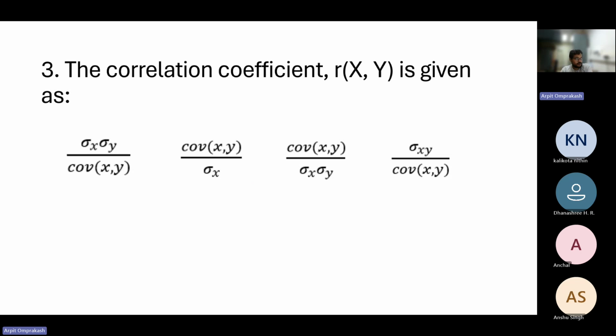The third question is, the correlation coefficient R of x and y is given as, we are given 4 options. So the correct answer here will be option C. So this is the formula for the correlation coefficient. So R is equal to covariance of x and y divided by standard deviation of x into standard deviation of y. Right.